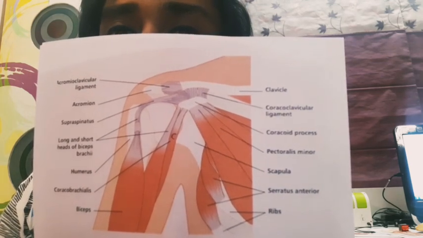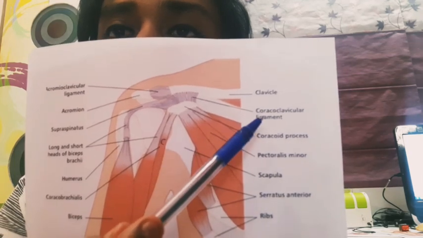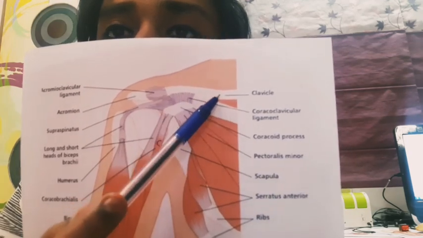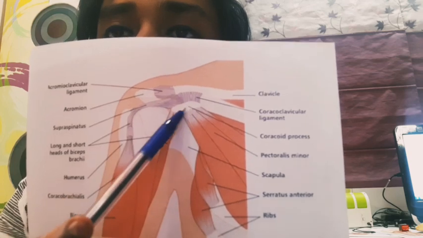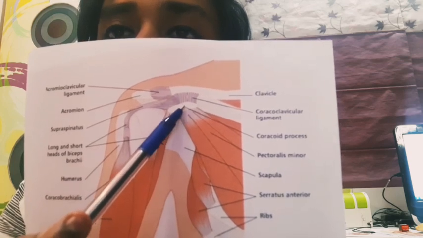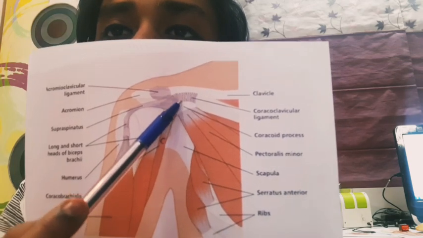And this one is the coracoclavicular ligament. So you can see this is the clavicle. This is the coracoid process. So between the coracoid process and the clavicle, this is the coracoclavicular ligament. This is the only ligament shown here, but there are three. Okay, so just remember this much. It becomes really very easy to visualize.